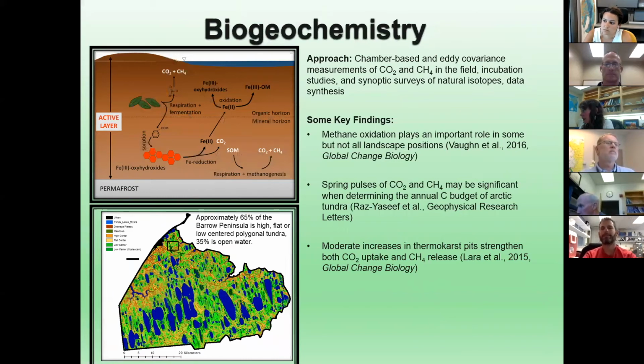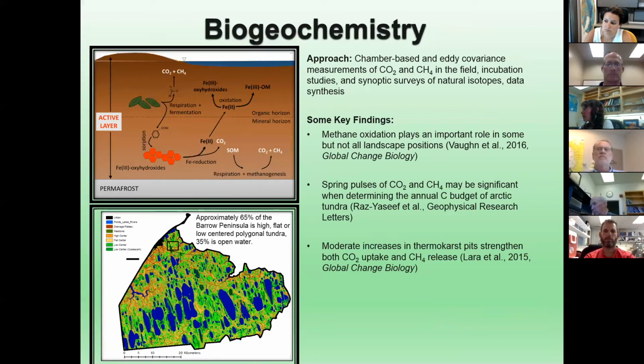There's one study that came out in Global Change Biology that looked at methane release across the Barrow Peninsula in terms of the high center and the low center polygons. And what was found here was that methane oxidation actually plays an important role in some of these landscape components, but not all of them. And that was highlighted in this Global Change Biology article in 2016.